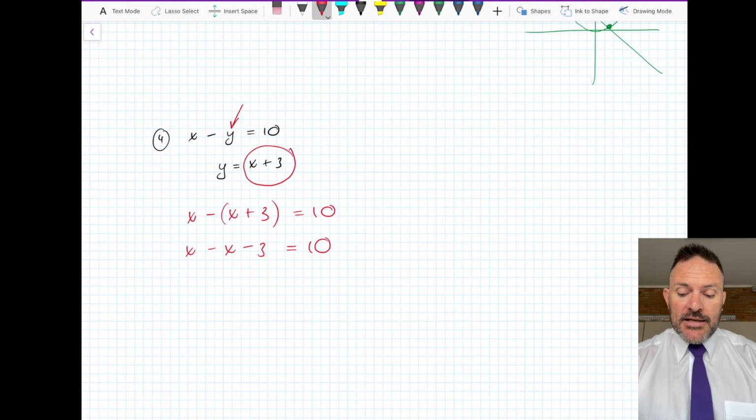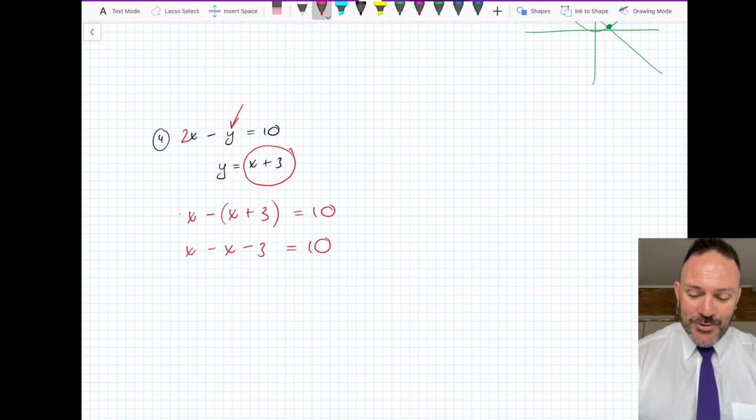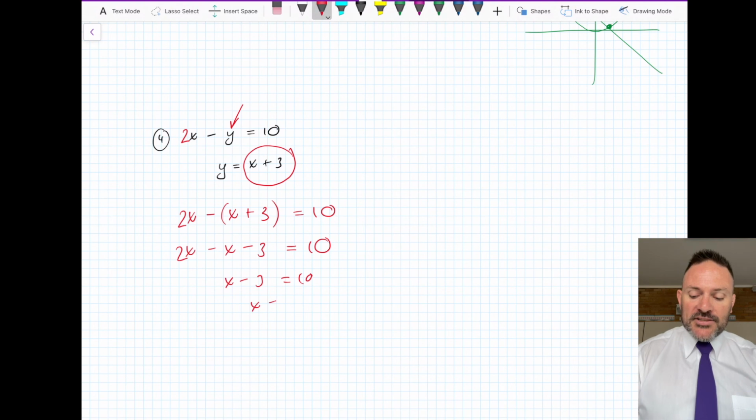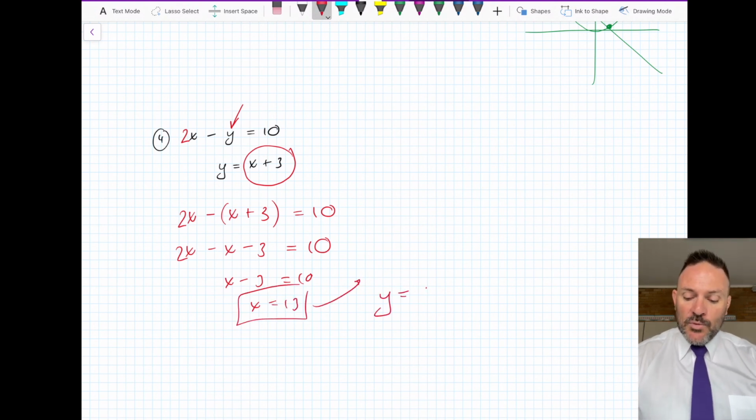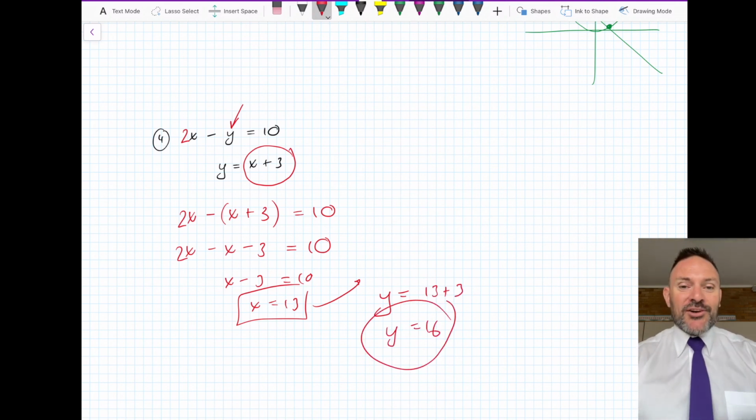Hopefully that makes sense. Let's put a little 2 in front of that just so it looks a little bit nicer and it might actually work. Because now, of course, I can then say x minus 3 equals 10. I can add the 3 across and make it x equals 13. I can then sub it back in to find the y value of 13 plus 3. I get y equals 16. And look at that, one little change makes it all work nicely.